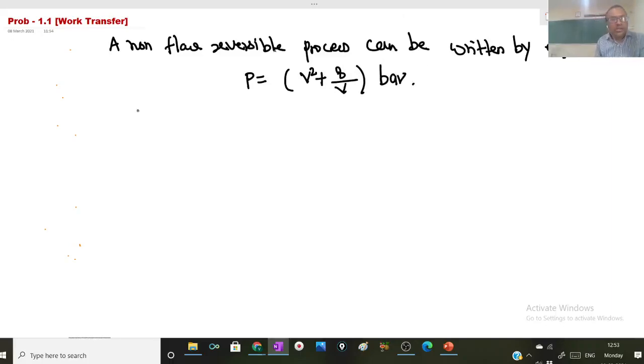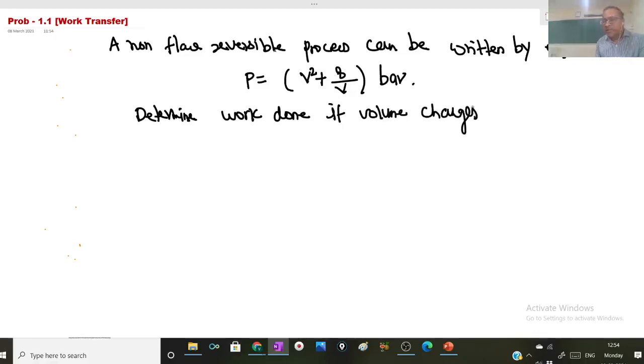Okay. So determine the work done if the volume changes from 1 meter cube to 3 meter cube. Okay, this is the problem. So let us solve this numerical.